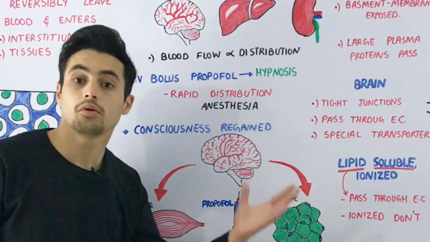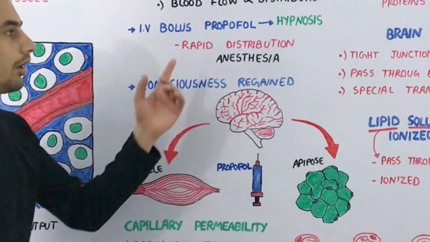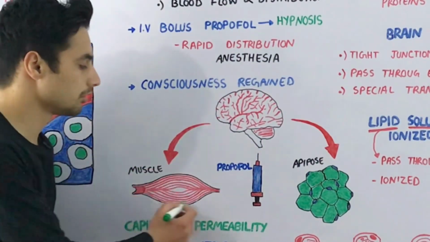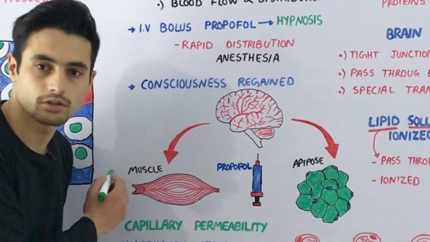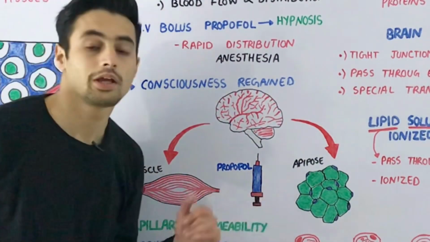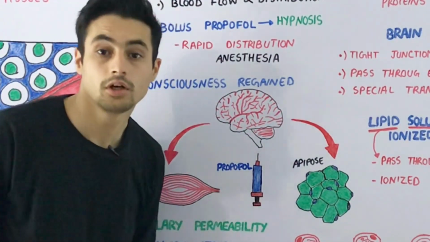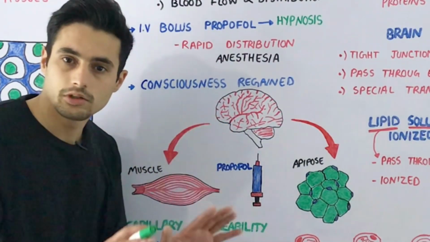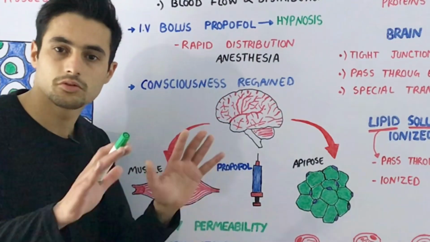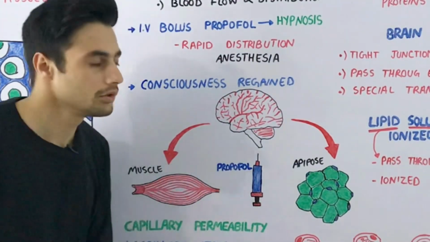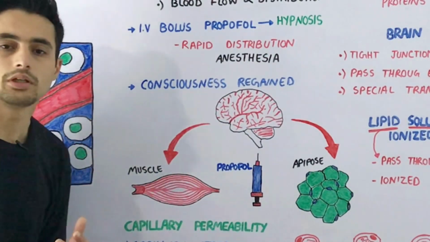Have a look at how consciousness is regained after injecting propofol. Through the bloodstream, the drug will be deposited or slowly distributed in your skeletal muscles and in your adipose tissues. So the concentration of drug in your bloodstream is decreasing, and when the concentration of drug has decreased to a significant level, the consciousness is regained.